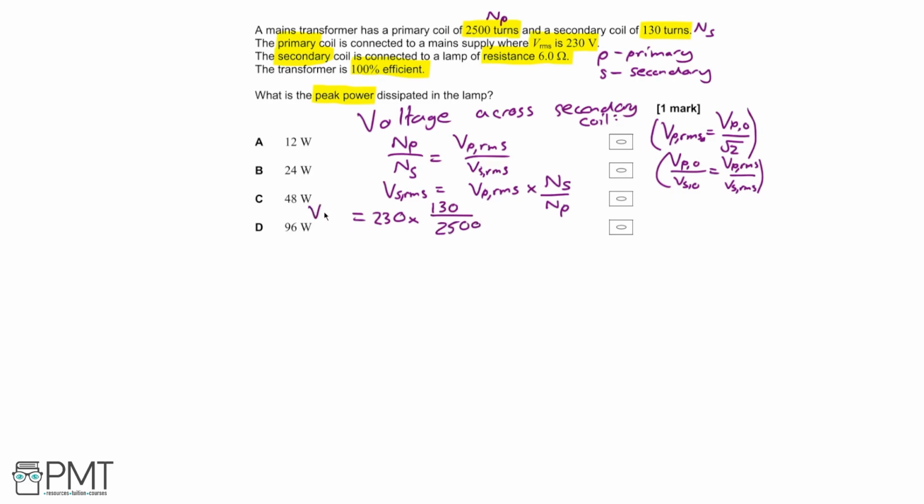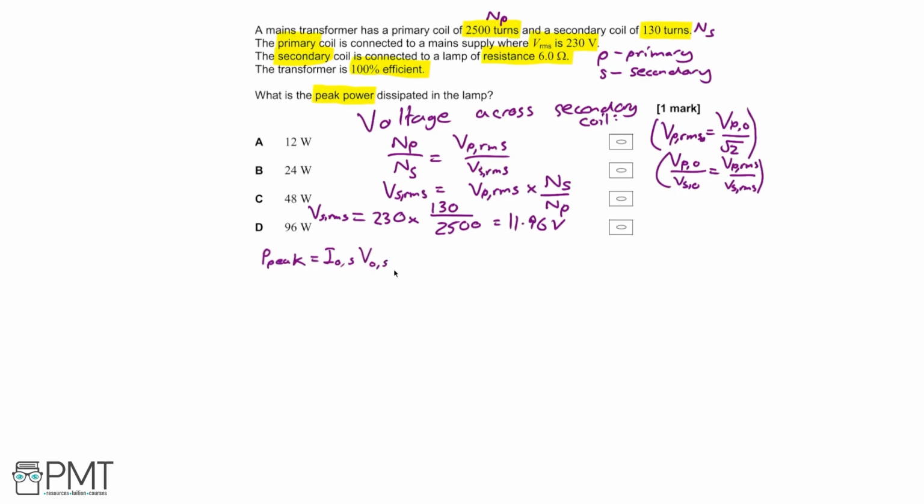This gives us Vs RMS as 11.96 volts. From here, we should write an equation for the peak power dissipated in the lamp. Specifically, we know that the peak power is given by the peak current in the secondary coil, I0S, multiplied by the peak voltage in the secondary coil, V0S.